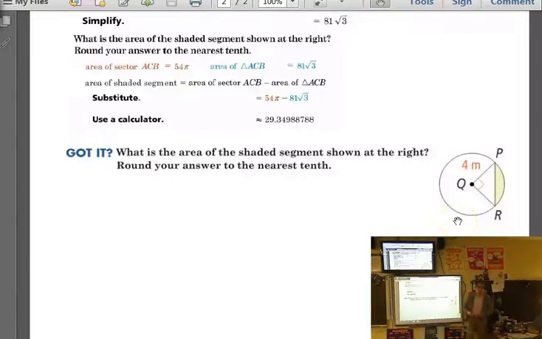So let's try this one. I want you to dive into it on your own. I'm going to give you a couple minutes, then we'll bring it back together and make sure you're all set. If you really want the step by step, you could first solve the area of the whole circle, then find the area of the sector, then the area of the triangle, then subtract to find the difference.